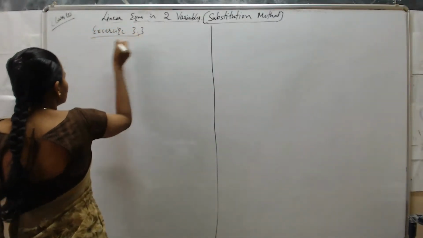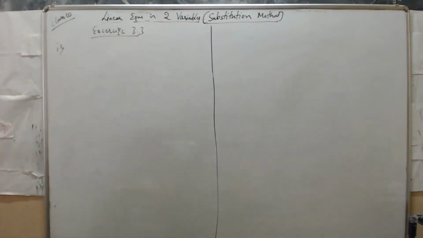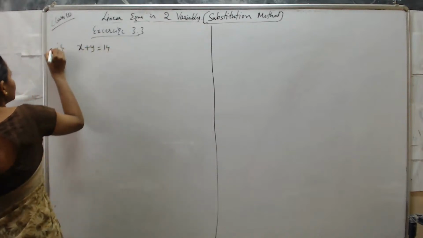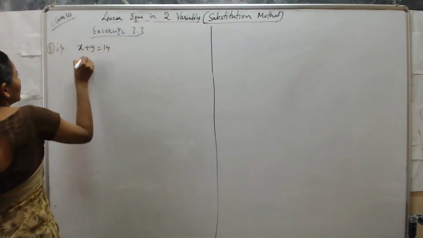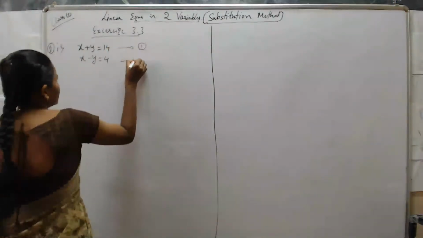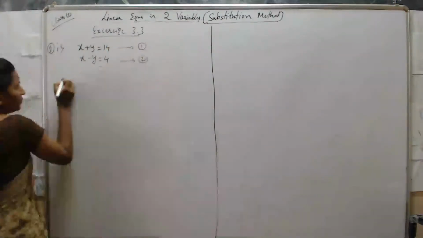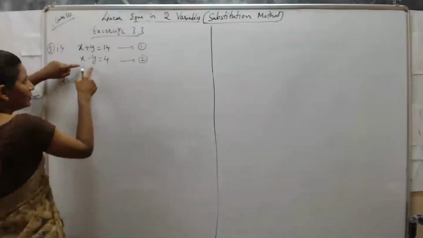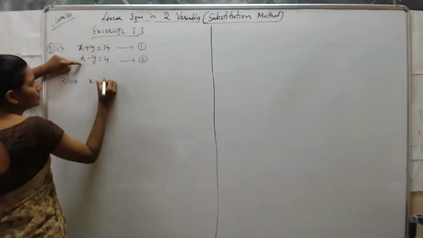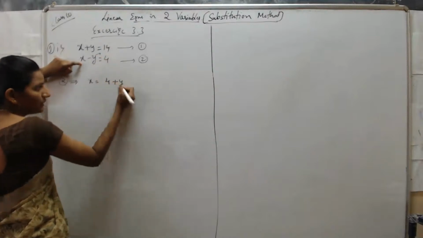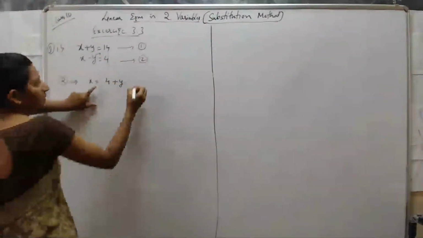Order the equations. First one is x plus y is equal to 14. This is the first question. X minus y is equal to 4. So take this equation as 1 and this equation as 2. From 2 what we can do? X is equal to, take this to the right side, what happens? 4 plus y.